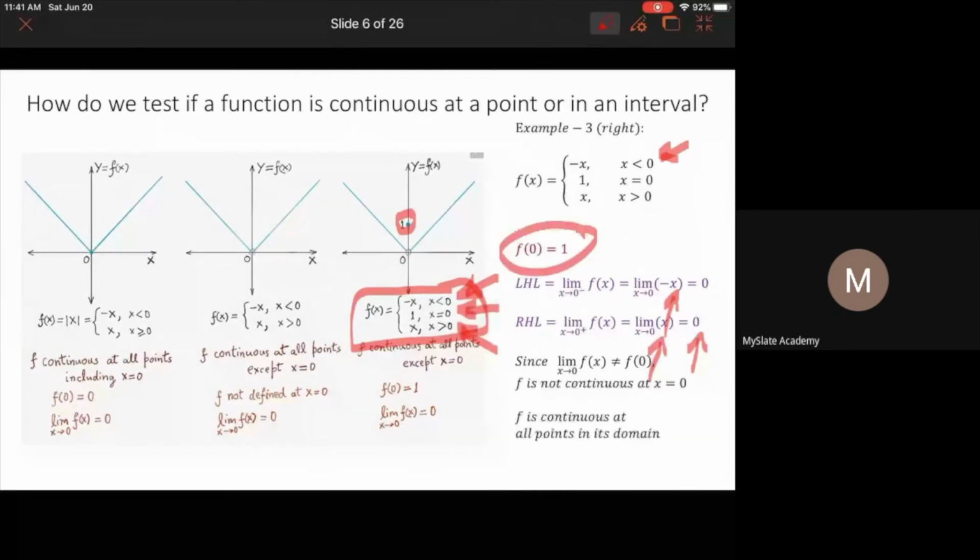So what we say here is, interestingly, that the function is continuous at all points in its domain except at x equal to 0, right? So x equal to 0 is part of the domain of the function, but it is not continuous there. Okay.